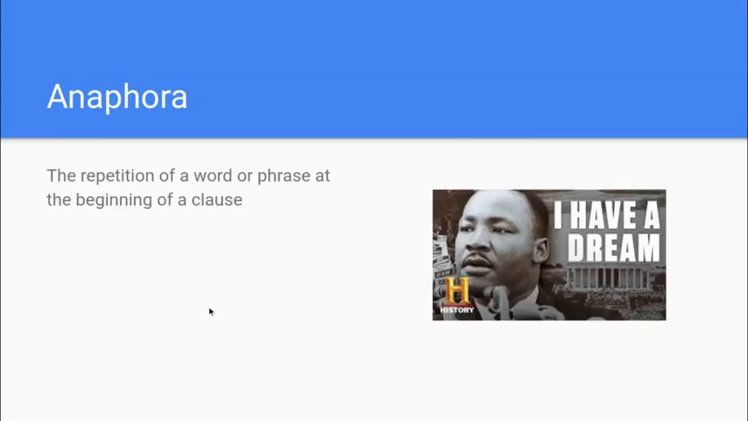All right, anaphora, another one of my favorites, is the repetition of a word or phrase at the beginning of a clause. So the most famous example of that probably is Martin Luther King Jr.'s I Have a Dream speech, right? He's saying, I have a dream that one day this nation will rise up. I have a dream that my four little children will one day live, right? He's repeating that saying in order to emphasize kind of the change he wants to see in our country.